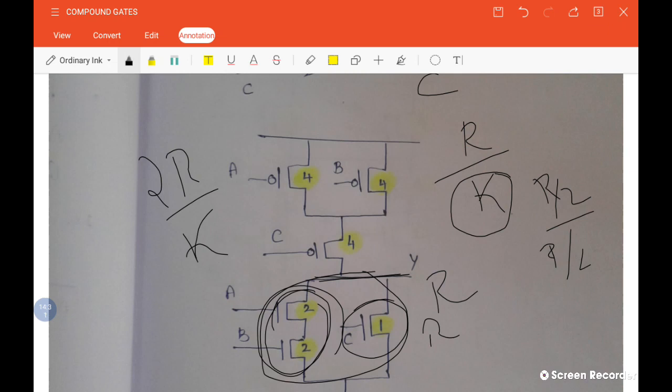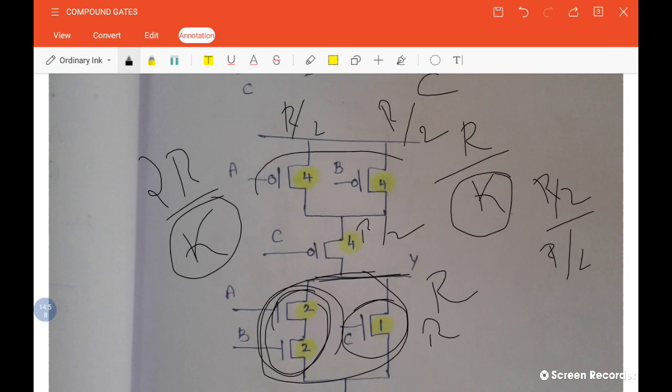And for the pull up network, the same thing happens. If I choose the size K equal to 4, what will happen? When size K equal to 4, 2R by 4, that means R by 2. Here you will have R by 2 for one resistor, and here R by 2 you will get. When the two resistors A and B are in parallel?